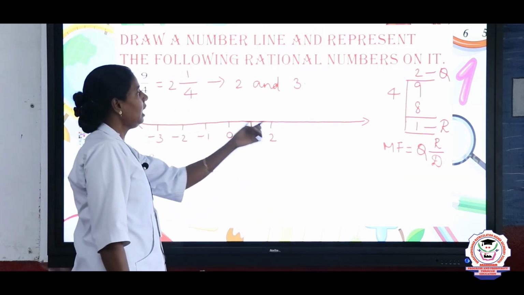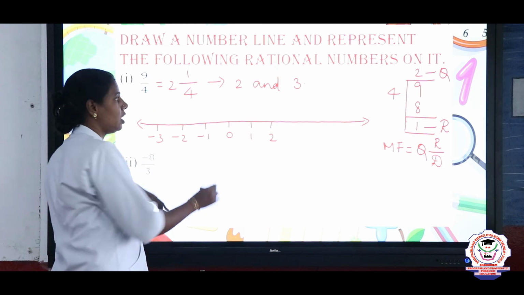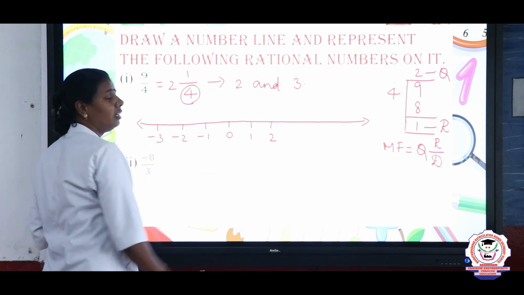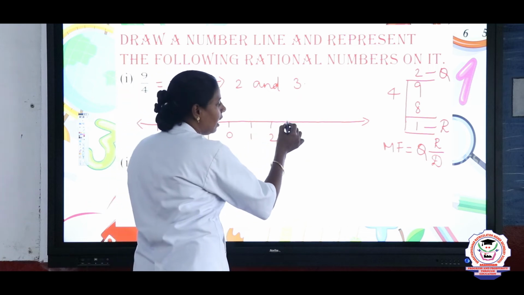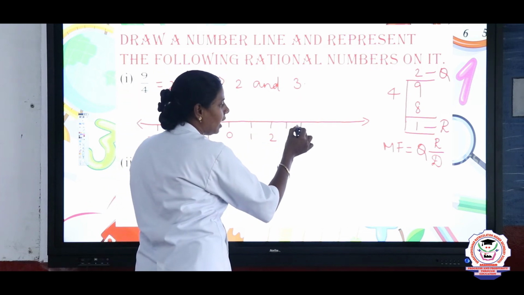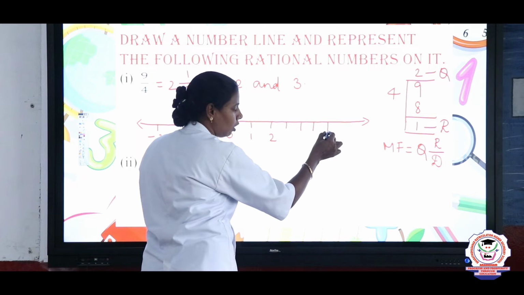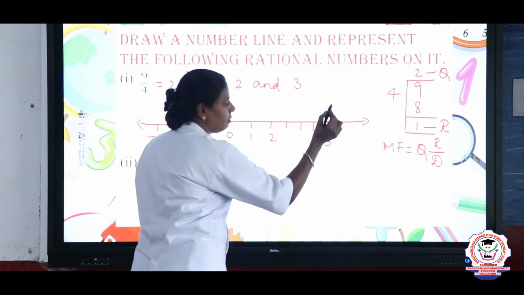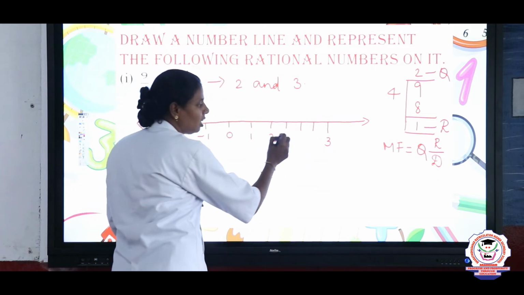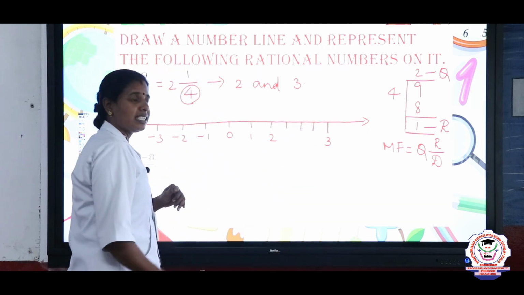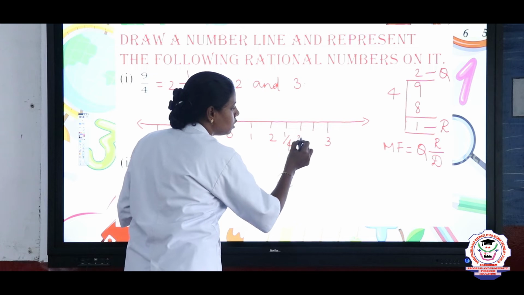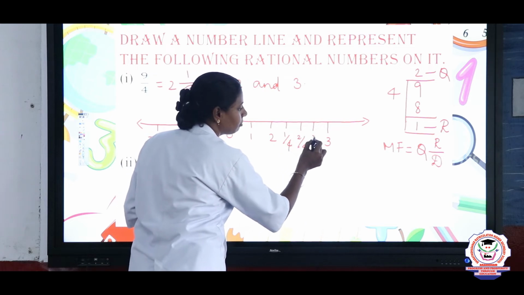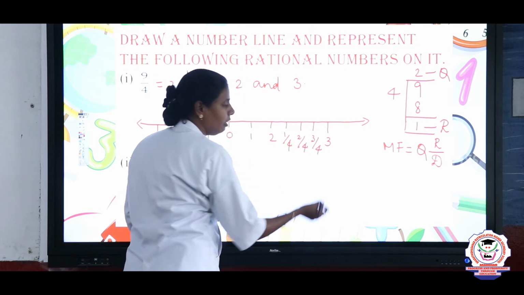Before taking 3 we need to take this fraction. See the denominator here, the denominator is 4. So next to 2, divide into 4 equal parts: 1, 2, 3, 4. The fourth part is 3. Then what do these 3 lines represent? They are fractions: 1 by 4, 2 by 4 and 3 by 4.